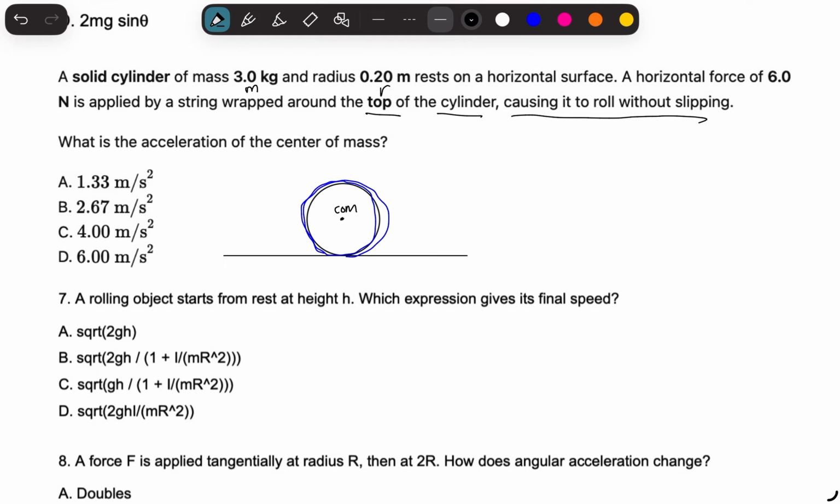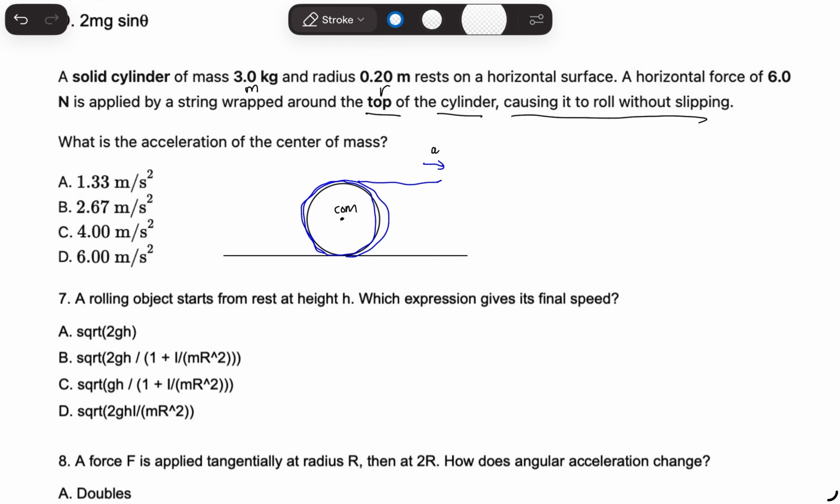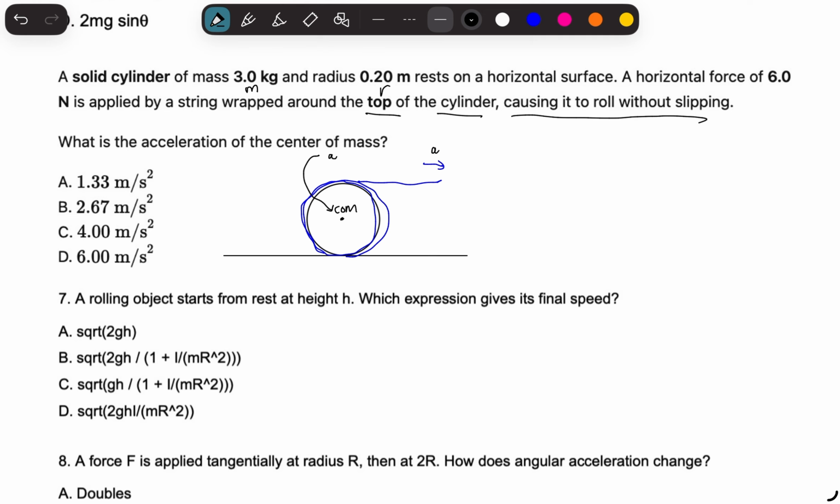So it's being pulled horizontally to the right. This is going to be the direction of our acceleration, and we are rolling without slipping. We want the linear acceleration of that center of mass. So we need to determine the friction's direction.